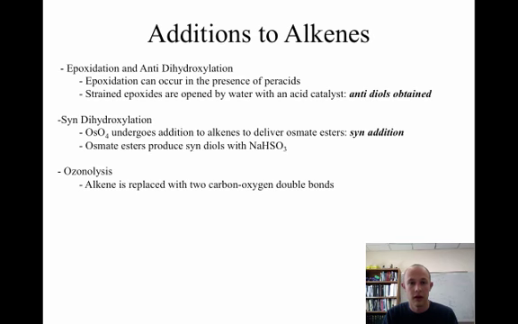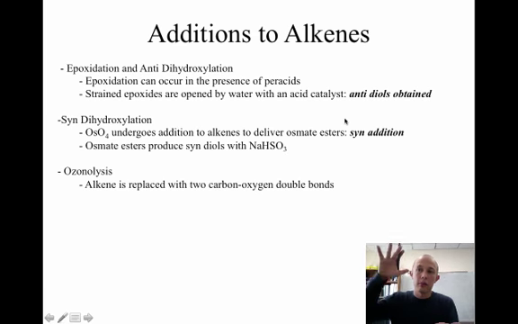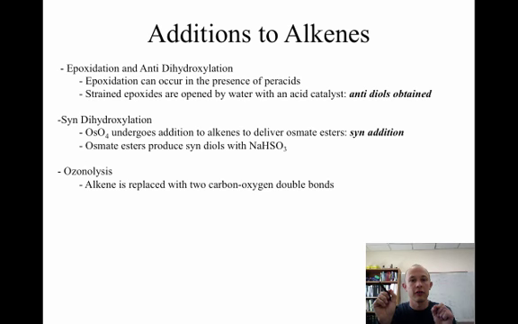Okay, so let's talk about all the different ways that you can add two oxygens to an alkene. One way would be epoxidation, followed by ring opening to give you a dihydroxylated product. So these are anti-diols. If you use osmium tetroxide, you form an osmate ester, which can get hydrolyzed to give you a syn addition. Since both bonds to the oxygen happen simultaneously, that's a syn addition. Ozonolysis completely cuts the carbon-carbon double bond, and you get two new carbon-oxygen double bonds.